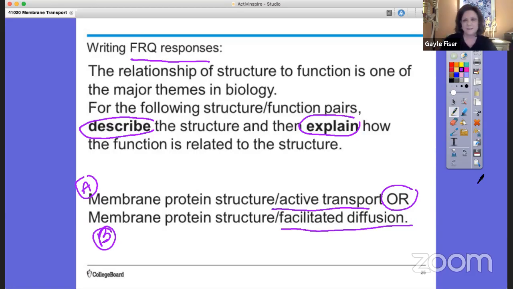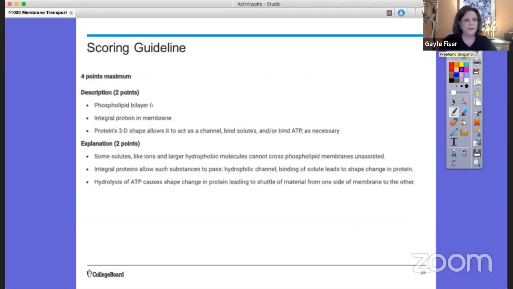Okay, about 5 more seconds. Okay, let's see what the scoring guidelines say. All right, so everything fits both, other than one statement here. Okay, so the description, did you say there was a phospholipid bilayer? Did you say there was an integral protein in the membrane and that the protein's 3D shape allowed it to act as a channel, bind solutes, and or bind ATP? So you would need this piece right here if you had chosen to talk about ATP, about active transport, okay?